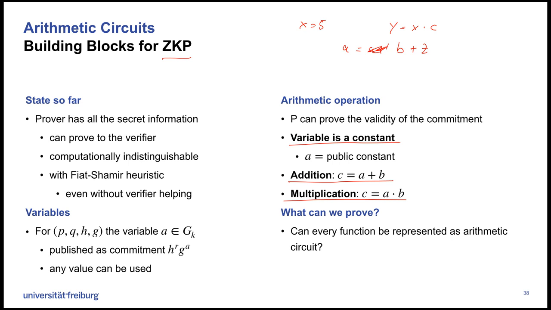Now, these are called arithmetic operations or arithmetic circuits. So you have numbers and you can do addition, you can do multiplication, you can also divide, and you have constants. The question is, what can we do with that? Can we do everything with that? Or are there certain things which are not possible to do? So that is the next question. Can every function be represented as an arithmetic circuit where we have plus, multiplication, and so on?